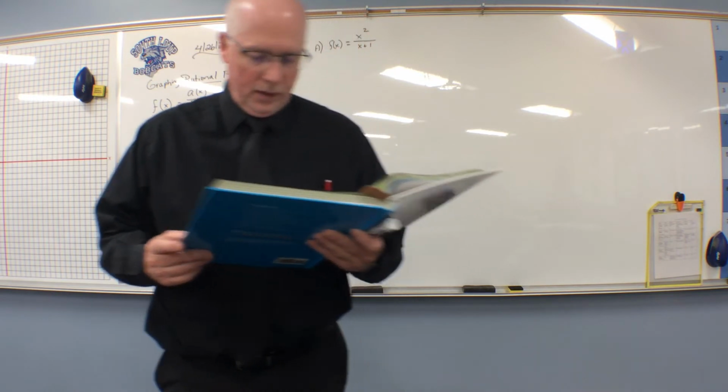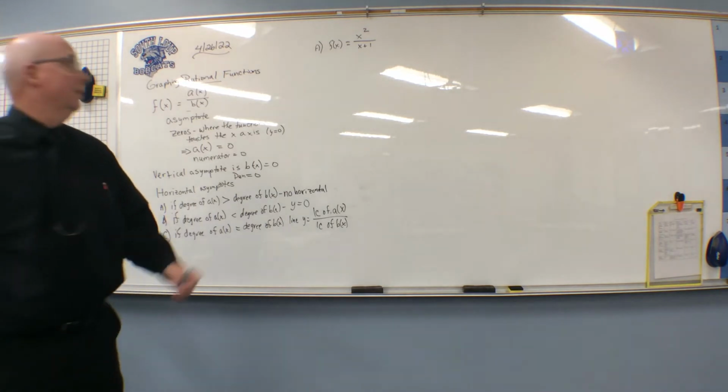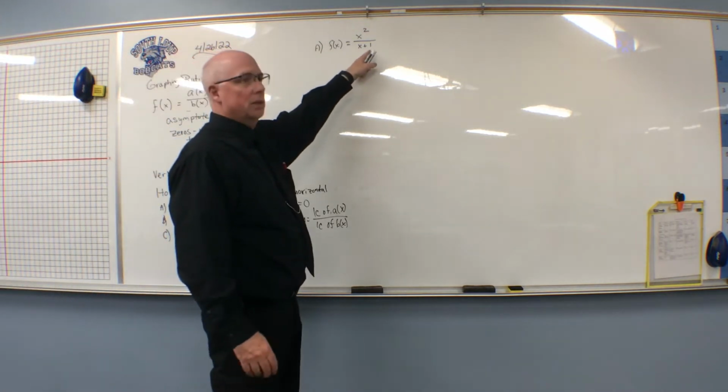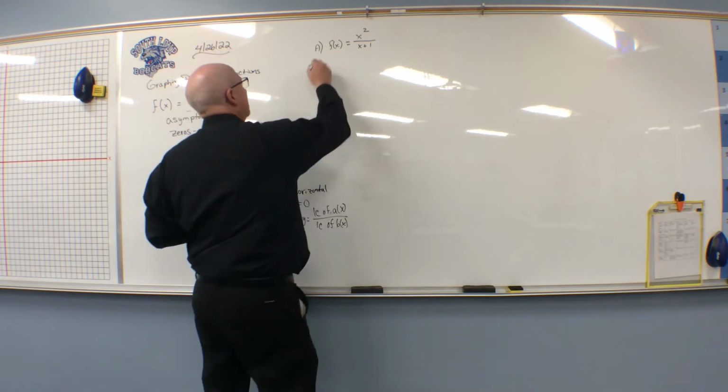All right, there is a vertical one, right? The vertical one comes from this: x equals negative 1, right? All right. Okay, let's take a look at B.